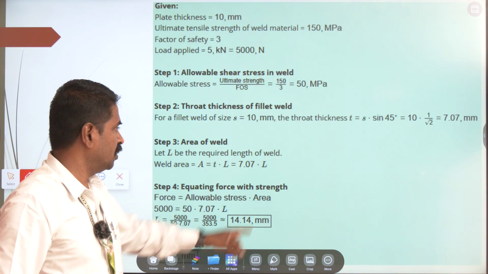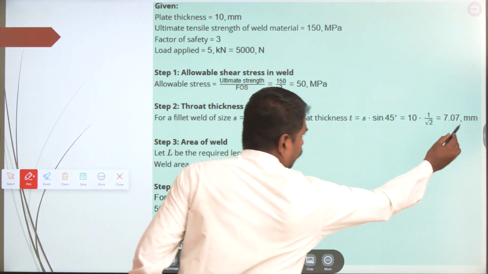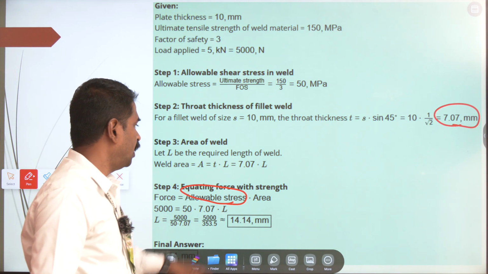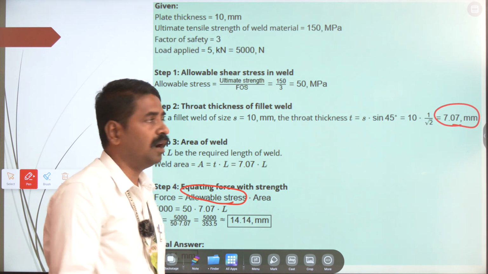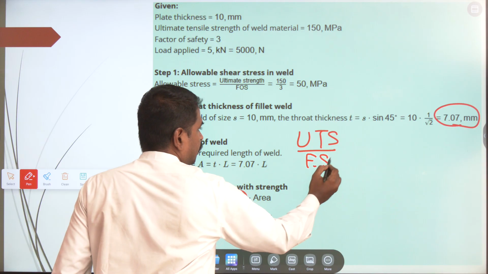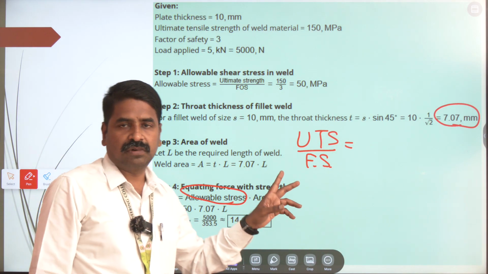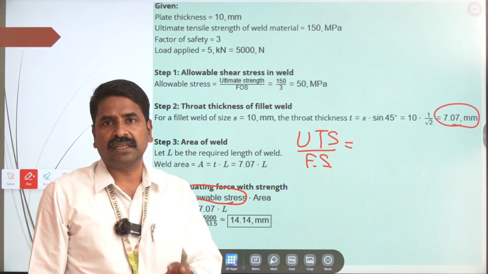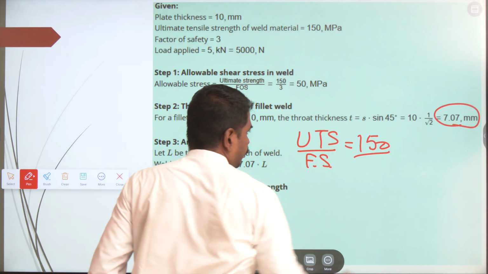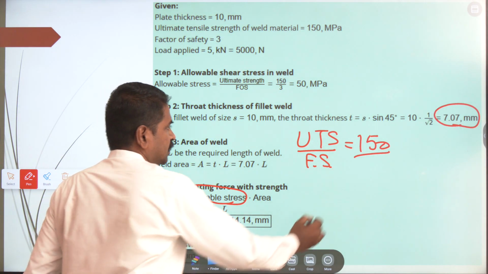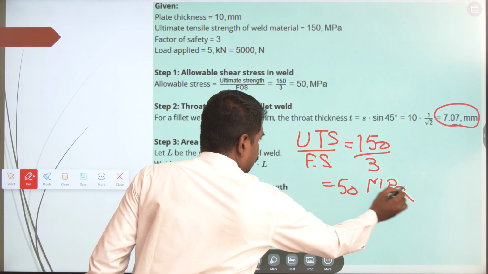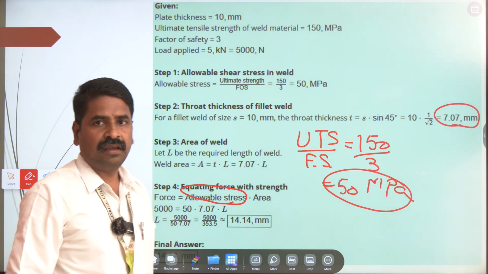Okay. So you have the throat thickness, which has been determined over here. Then what do you need? You need the allowable stress. What is going to be the allowable stress? You have a very simple formula. Allowable stress is nothing but ultimate tensile strength divided by factor of safety. If you see the question, read once again, they have given the ultimate tensile strength as 150 megapascals. So you are going to put here 150 megapascal. What is going to be the factor of safety? They have given the factor of safety as 3. So it is going to be equal to 50 megapascals. So you have found out the allowable stress.